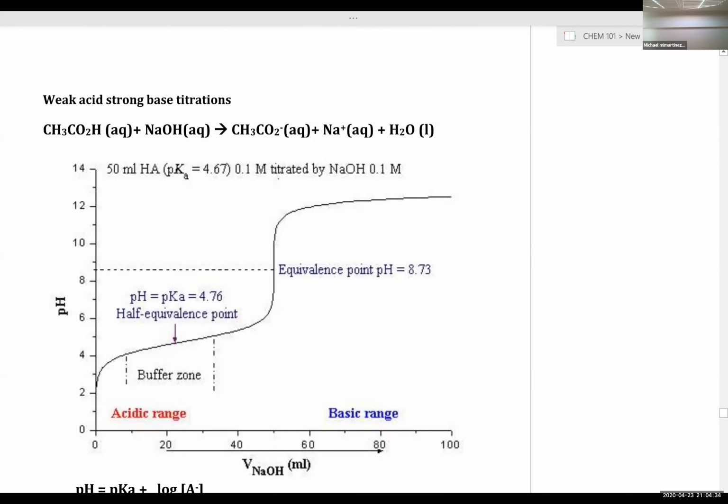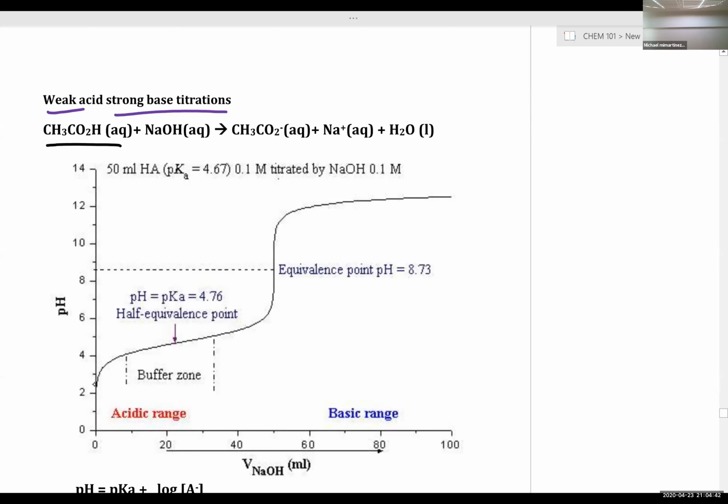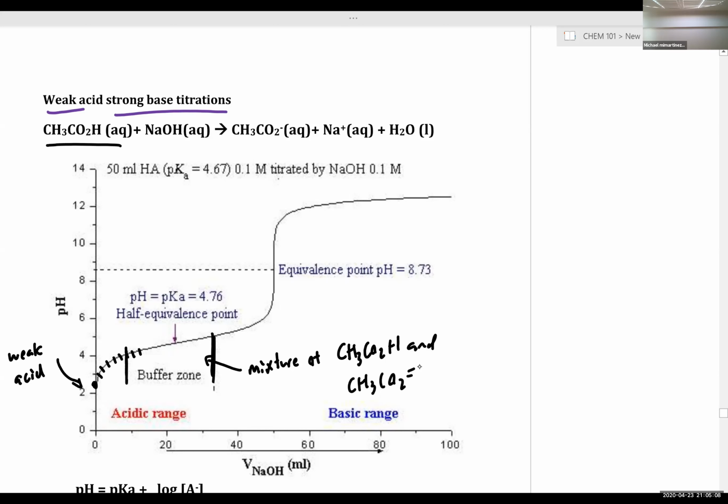So when we have a weak acid, strong base titration, so we're titrating a weak acid such as acetic acid. So currently we have a weak acid in solution. Now, as we add our base, we enter what is known as the buffer zone. And in this buffer zone, we have a mixture of our acid, which is acetic acid, and our conjugate base, which is acetate. So this is a buffer mixture.